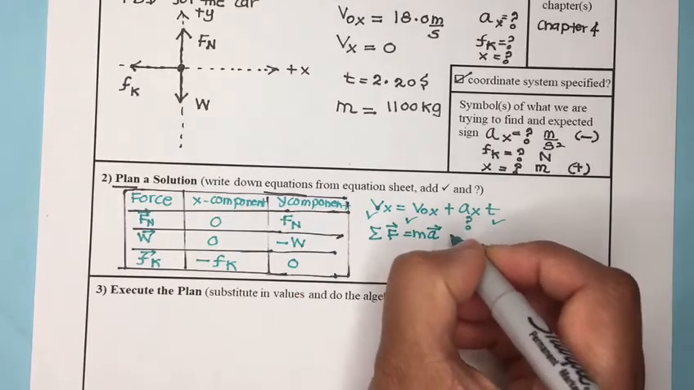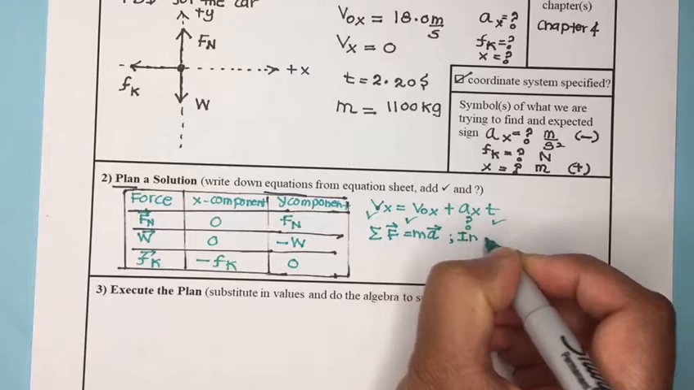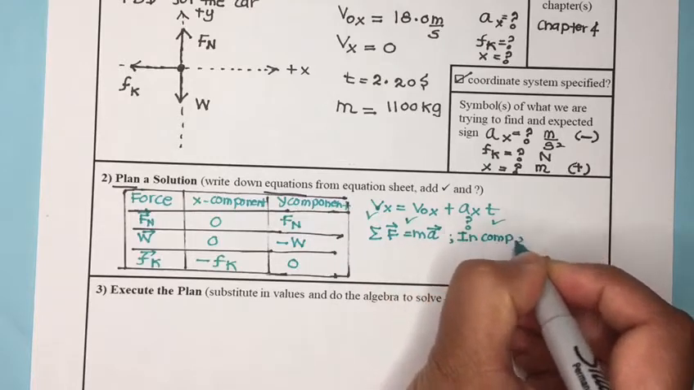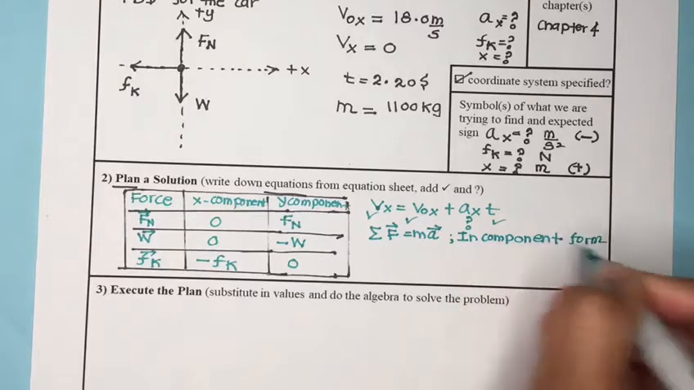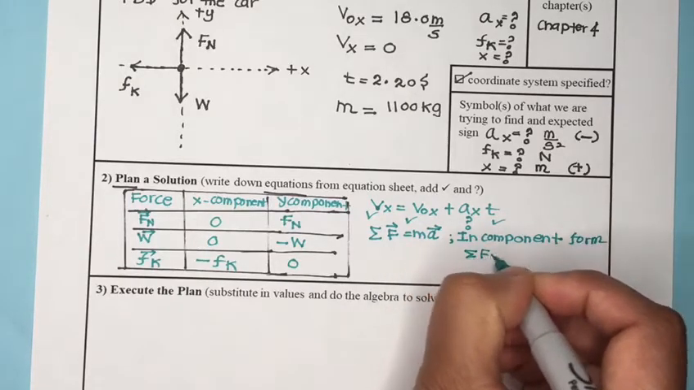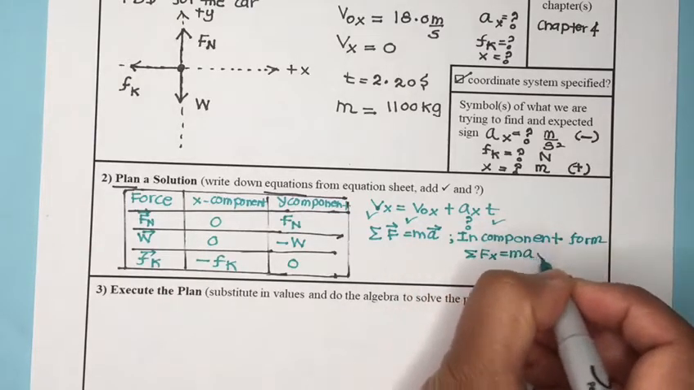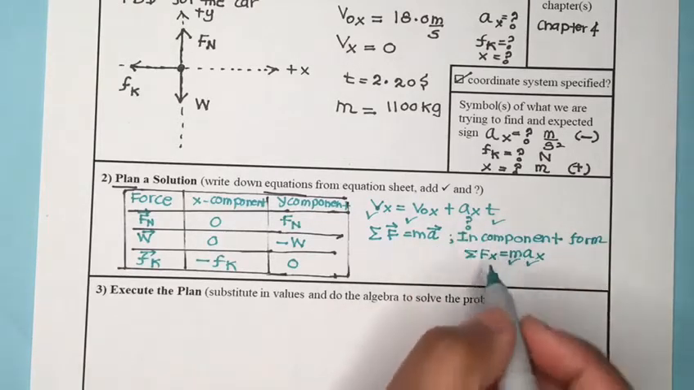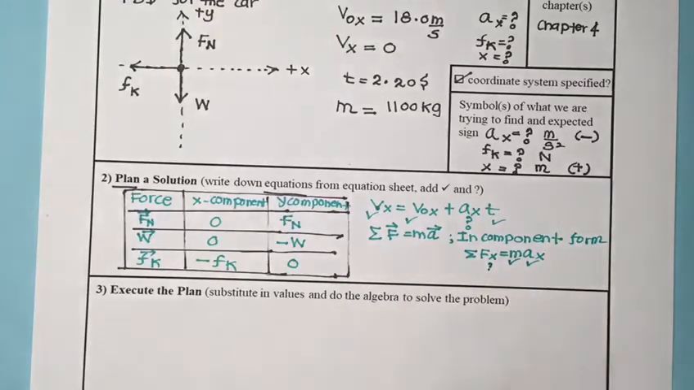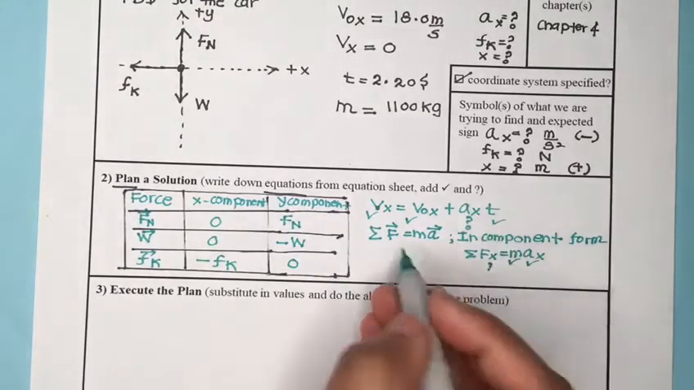Let's use Newton's second law, and let's use the component form of Newton's second law, because we are interested in the forces acting in x direction, because the acceleration is in x direction and the object is moving in x direction, and also the kinetic friction is acting in x direction.